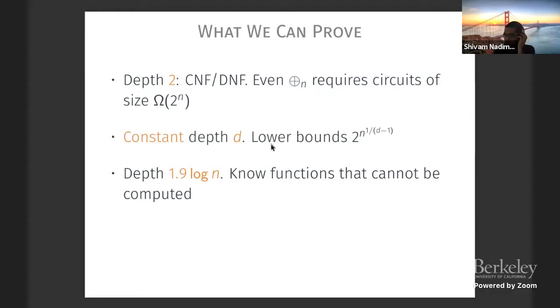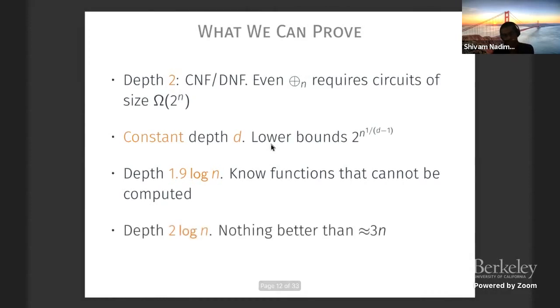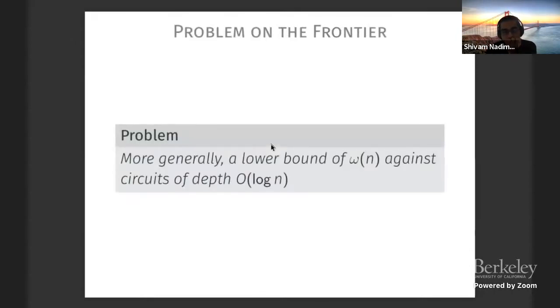Now, if the depth is logarithmic, say 1.9 log n, and every gate again computes a function of two inputs, then we know functions that are hard in this model, that cannot be computed by circuits of depth 1.9 log n. But already for depth 2 log n, we know nothing non-trivial. Again, the best circuit lower bound is roughly 3n. So the main problem on the frontier is proving anything better, say a superlinear lower bound, at least for log depth circuits.